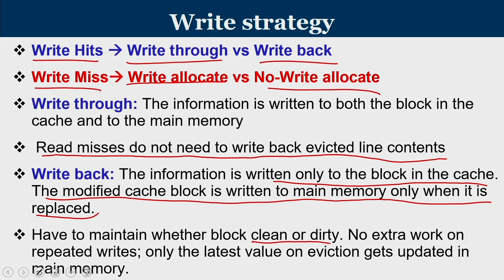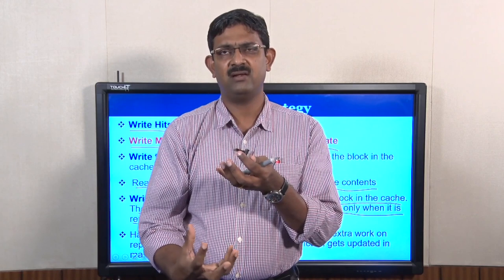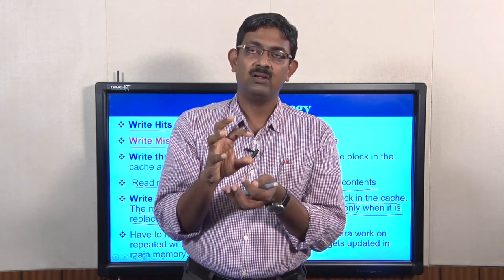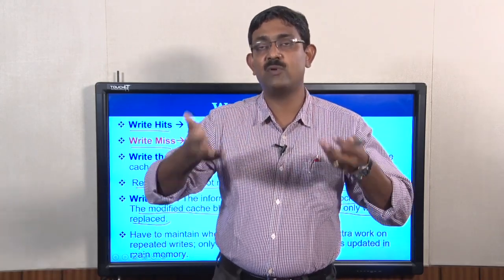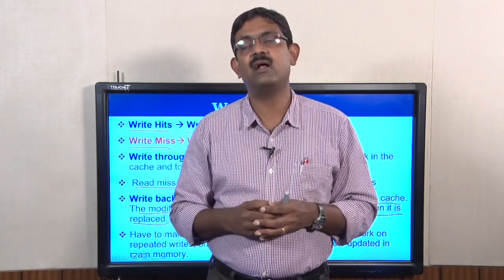So, when you perform n number of writes on a cache block, in the case of a write through cache, each of these writes updates main memory. When you perform 100 writes on a cache block in a write back cache, the main memory is not updated. At the end of the whole process, when the cache block is evicted, only the result of the 100th write, the final version, gets updated.